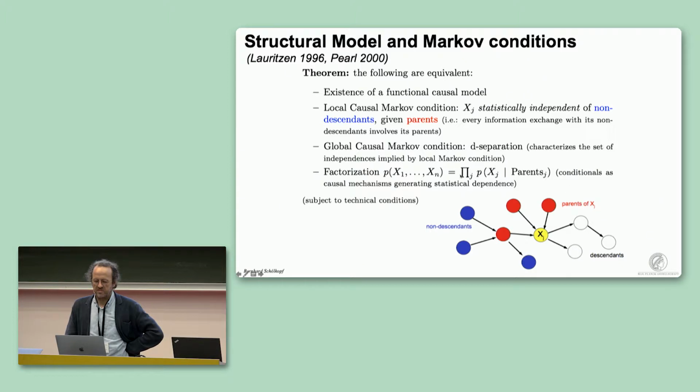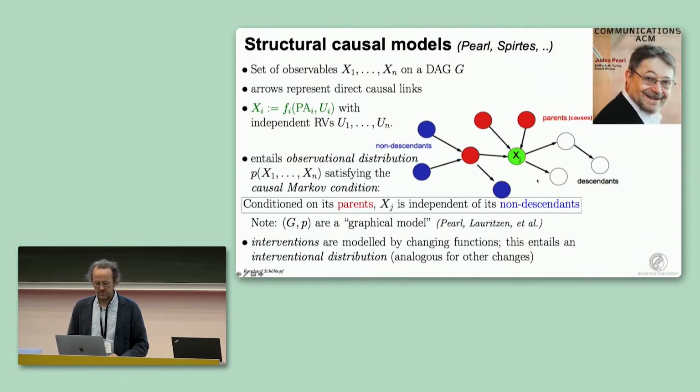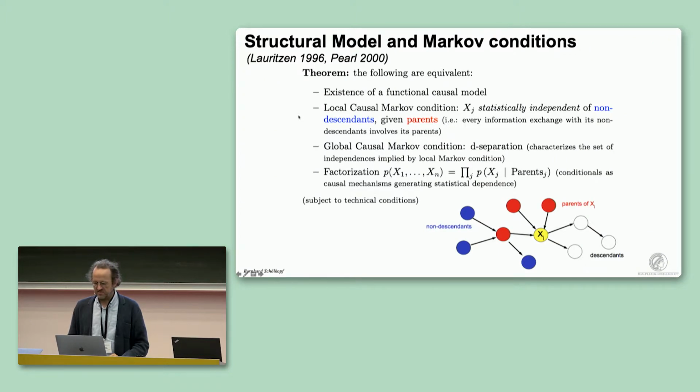So this is, if you want, a much lower dimensional object. It is a nice decomposition of the joint distribution, into terms that have a causal meaning in that they correspond to these mechanisms that generate our dependencies.